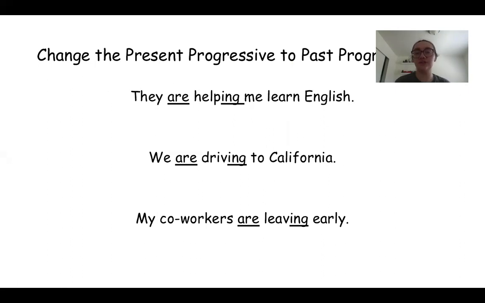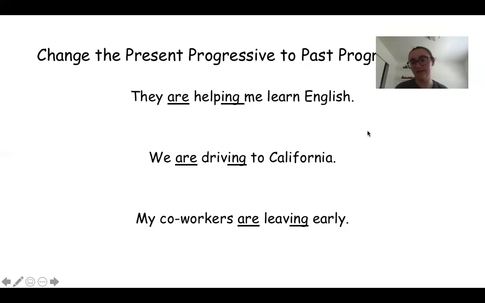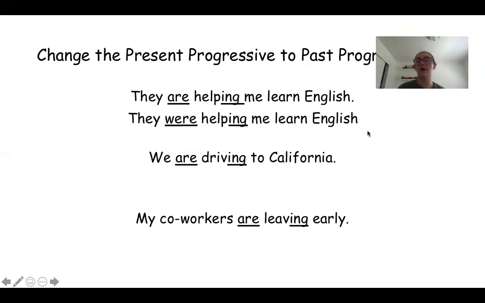So now we need to change the present progressive to past progressive. This is just for practice. They were helping me learn English. So "they are helping me learn English" turns into, if we want to say what they kept doing in the past, "they were helping me learn English."